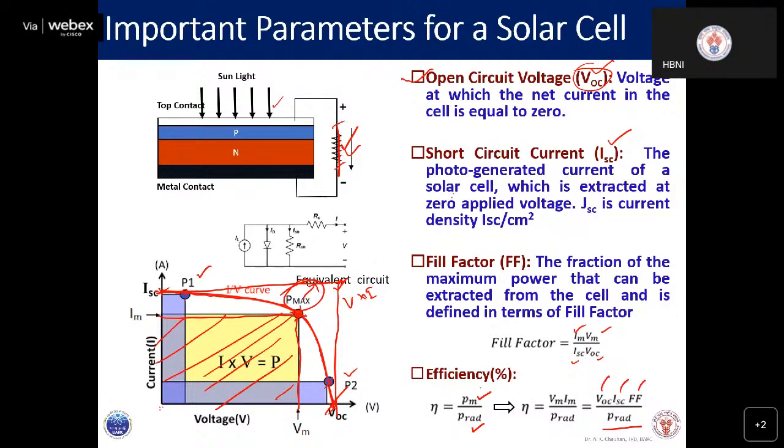This is an equivalent circuit for a solar cell. A solar cell is actually a current device, where a diode is added in this way, and then you have two resistances. One is the series resistance and the other is the shunt resistance. So this is the equivalent circuit for the solar cell.